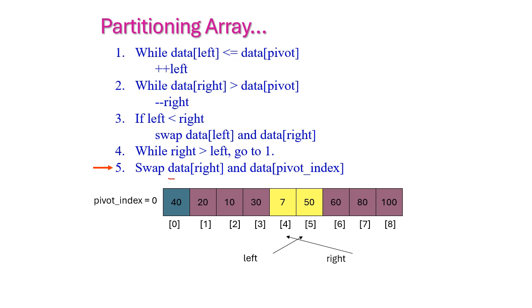swap the data right and the pivot. See, the right data is here and pivot is here. These two will get exchanged. See, the pivot will be placed in fourth index. Hence, the pivot is placed in its right position.